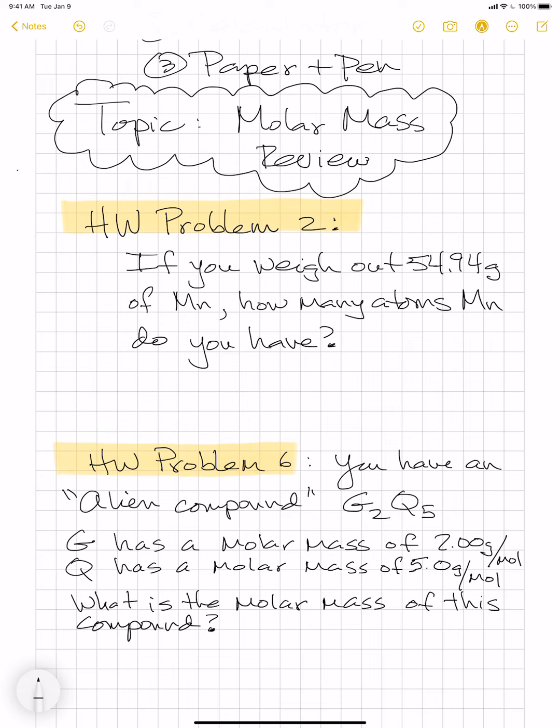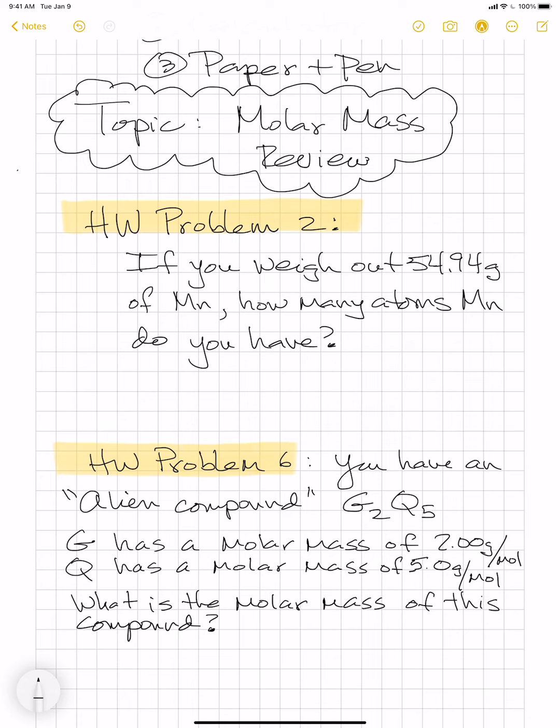So let's start with problem number 2. If you weigh out 54.94 grams of manganese, how many atoms of manganese do you have? Well, what you should have realized is that you're looking at grams relating to moles, right? And so you could go into the periodic table and locate manganese. Manganese is right here. It is atomic number 25. And guess what? The molar mass of manganese is 54.938.